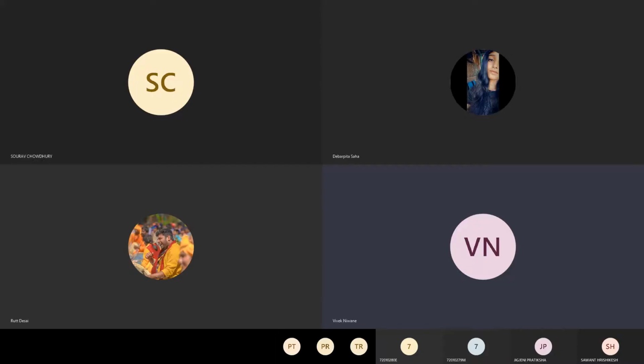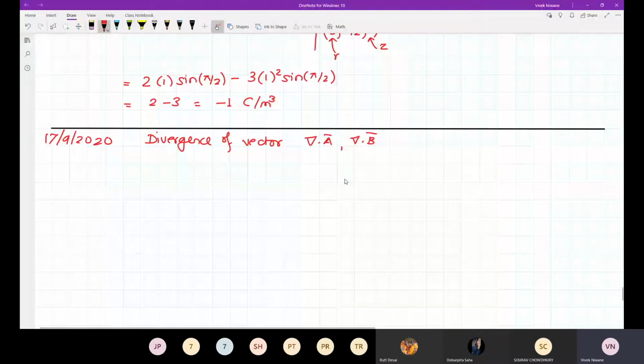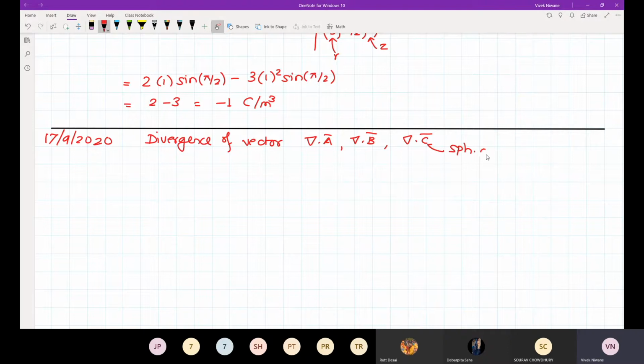Yesterday we were discussing the divergence of A bar, B bar, and you were asked to solve the divergence of C bar vector. This was expressed in the spherical coordinate system. So this was a homework. We will discuss this one once again.